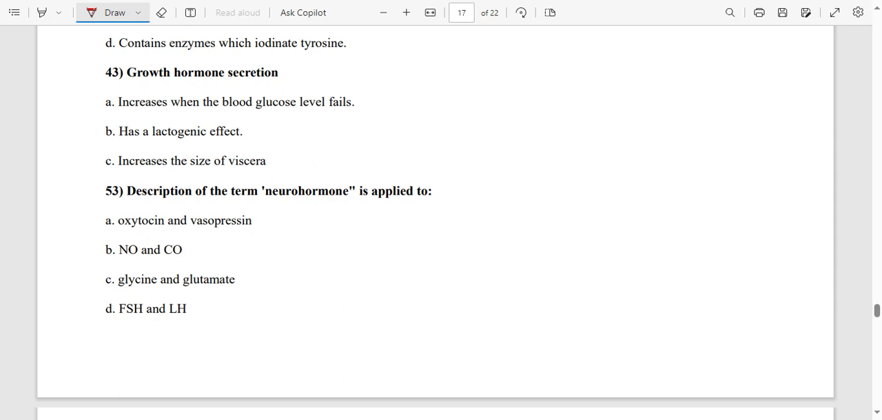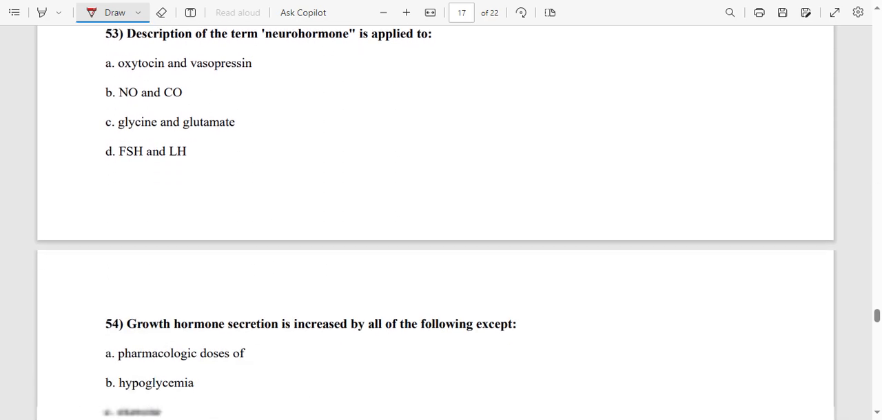What reduces the production of growth hormone is somatostatin, obesity, hyperglycemia, meaning when you have high glucose, pregnancy, and somatomedins. So what is the answer here then? It will increase when blood glucose levels fall. That answer is correct, right? So that is true.